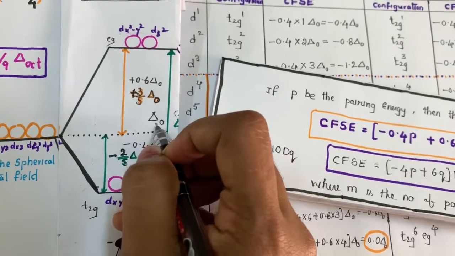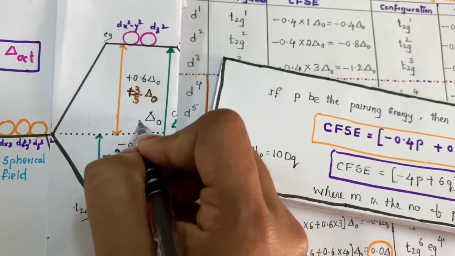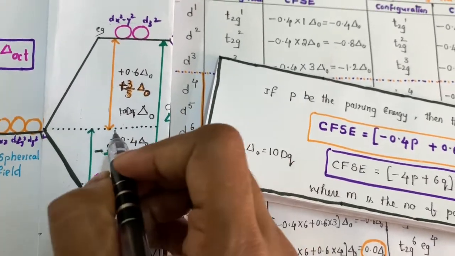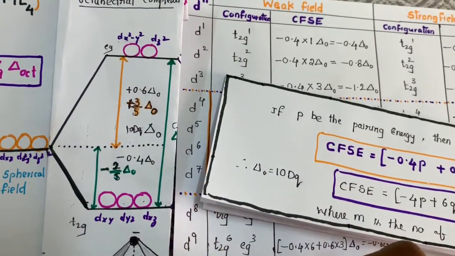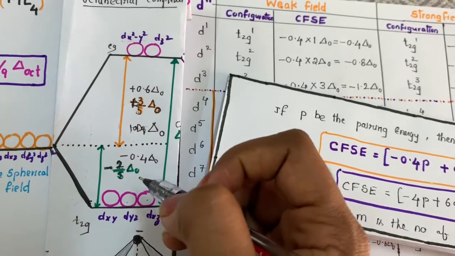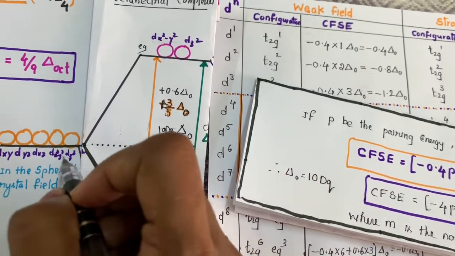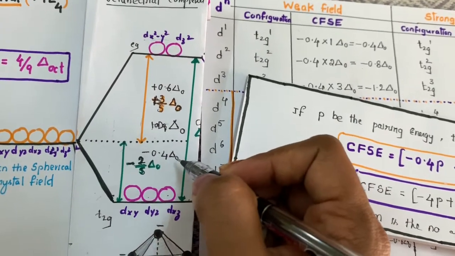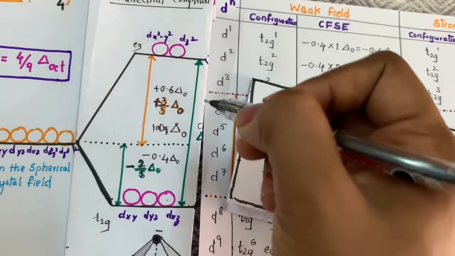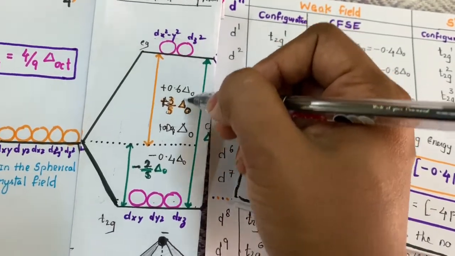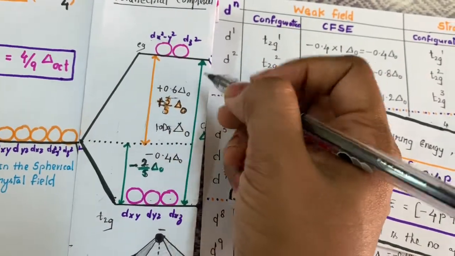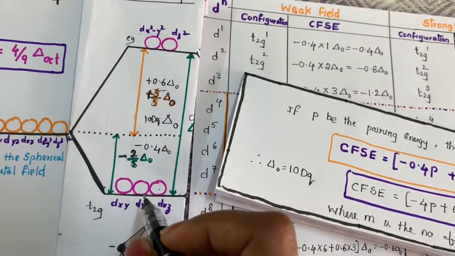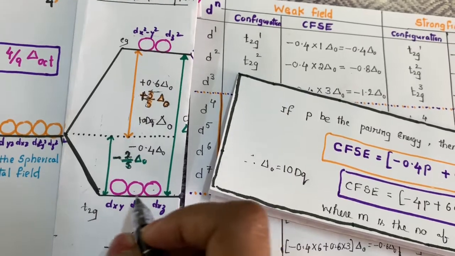which is further equal to 10 Dq. This can also be written as 10 Dq. So in another way, we can say that 3 of the d orbitals out of 5 are stabilized by the value of minus 0.4 delta O, and the remaining 2 d orbitals are destabilized by 0.6 delta O. These 2 orbitals are destabilized and these 3 orbitals are stabilized, for each electron present in the orbitals, right?